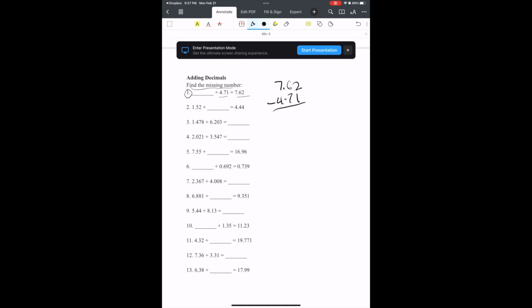2 minus 1 is 1. We can't do 6 minus 7, so we have to take 1 from the 7, turning it into a 6, and turning this 6 into a 16. 16 minus 7 is 9, and 6 minus 4 is 2. You might think we're done, but not yet. Since we see that this has 2 decimal places, we move the decimal point 2 places. So our answer is 2.91.